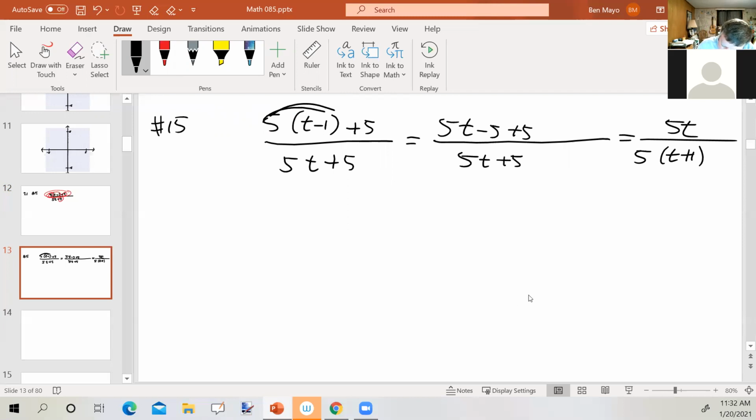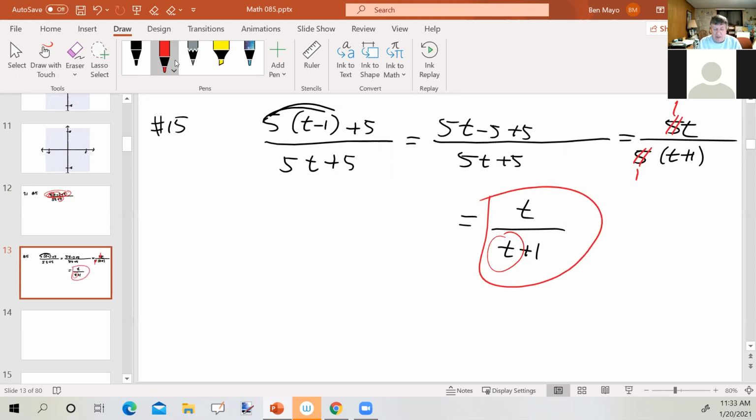So now this 5 in the numerator and this 5 in the denominator are factors of the entire numerator and denominator. So we break it down to t over t plus 1. That's as far as I can go because this t in the denominator is not a factor of the whole denominator. Okay, so I can't reduce out the t's. That's our final answer. Any questions there?